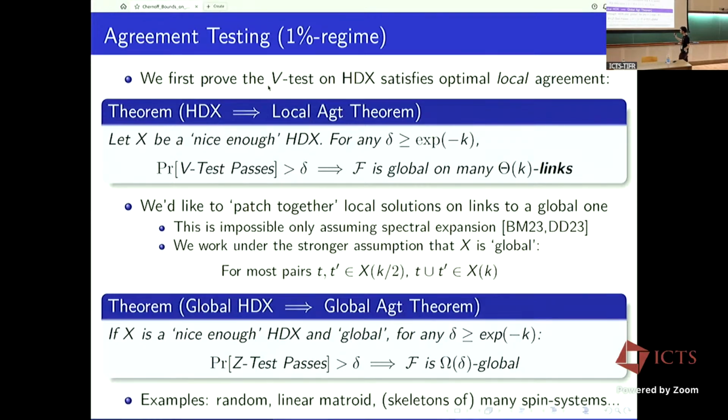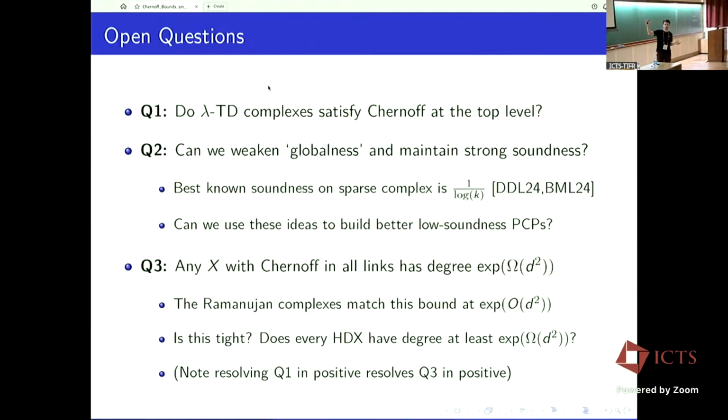So you get optimal soundness, and while we don't have sparse examples of complexes that are global, which is what we would really want, it at least does extend known results. This sort of optimal agreement test was really only known for products in the complete complex, and you can extend this now to sufficiently dense random objects, full linear matroids, skeletons of many combinatorial spin systems that are studied in the literature. So you get many, many more examples of complexes that satisfy optimal agreement tests from using this type of machinery.